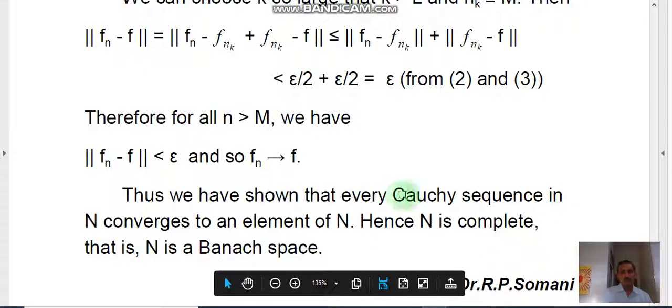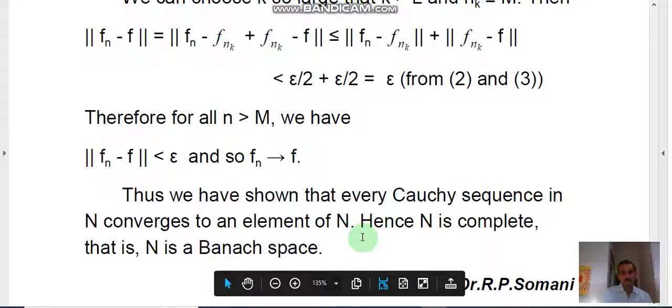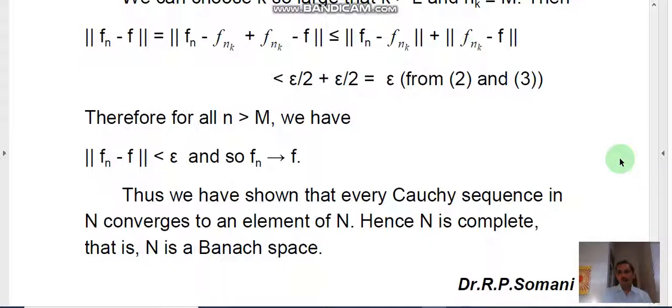So we have shown that every Cauchy sequence in N converges to an element of N. Hence N is complete, and therefore N is a Banach space. In this way we have proved that a normed linear space is a Banach space if and only if every absolutely summable series is summable. So in this article we have defined some definitions about normed linear space, convergence in normed linear space, and absolute summability.